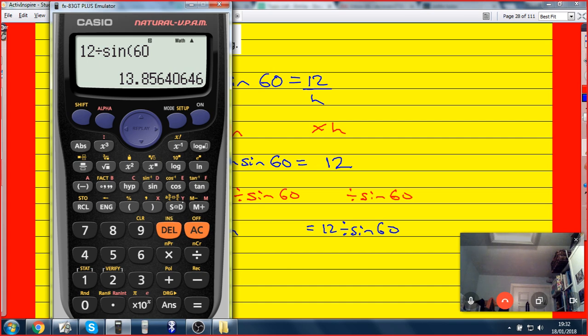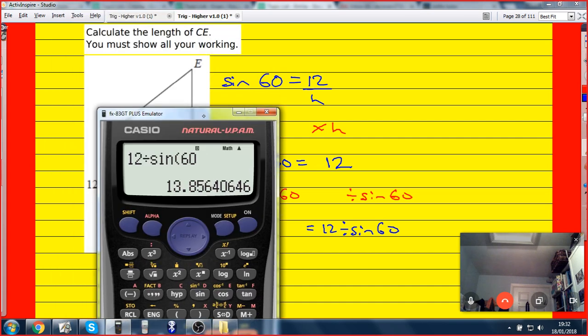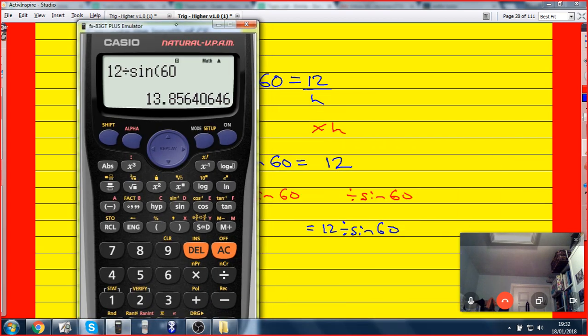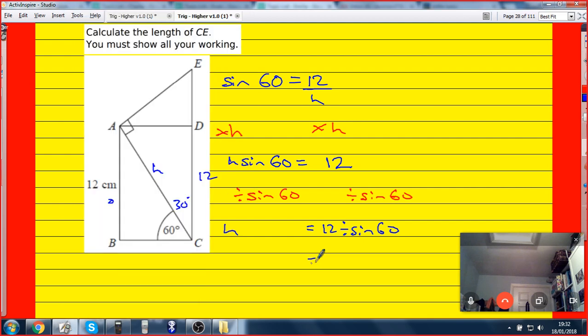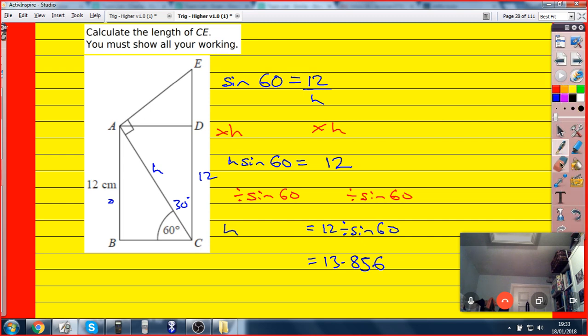Okay. What do they want this to? They don't say. Let's get it to 3 decimal places. Okay, so you would do 13.856. So that's that length, that equals H.